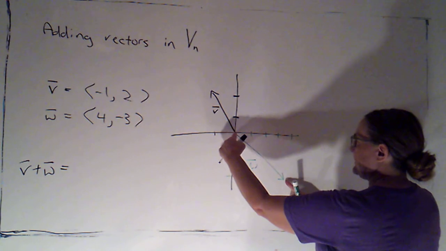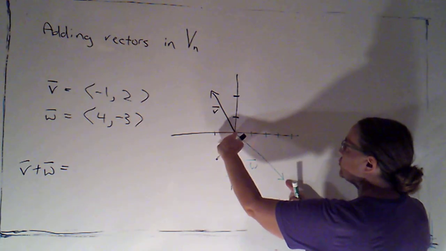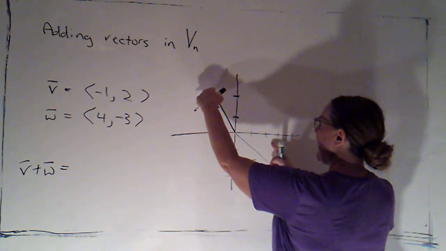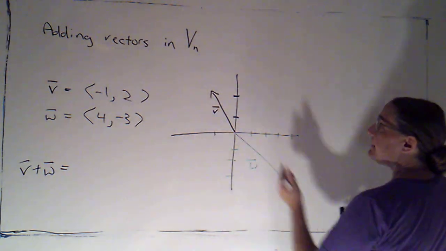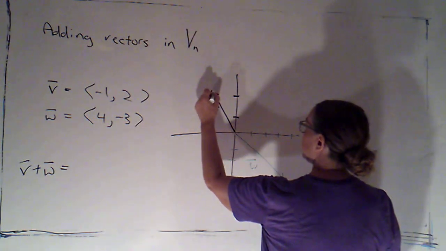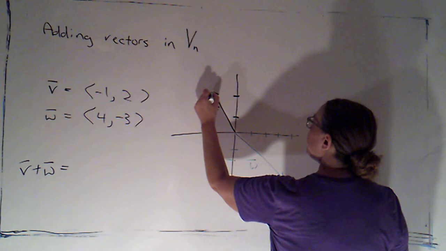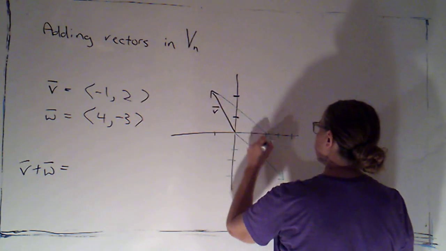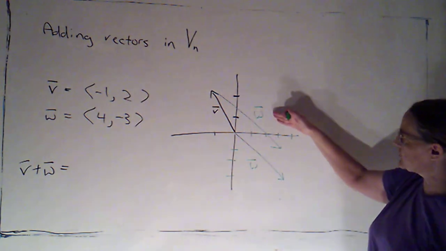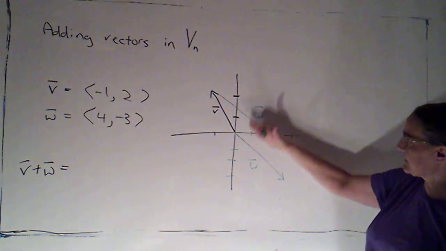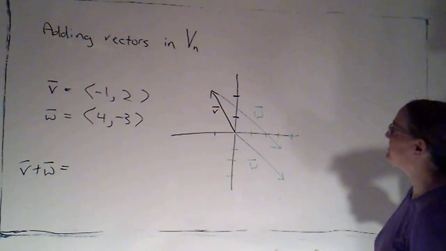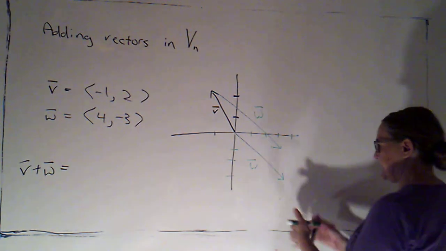I'm basically going to say, okay, let's take W and let's translate that. So I'm going to put the tail of W at the tip of V. But I'm going to preserve the same length and the same direction. So I'm still coming 4 over and 3 down. Okay. So there's my W in translated position. You'll notice it's parallel to the other W because they point in exactly the same direction. Okay. All right. Excellent.